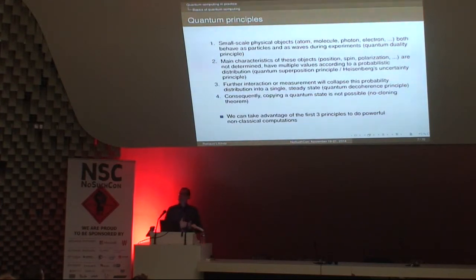The second principle is that the main characteristics of these physical objects are not determined at a given time. The physical measures are not determined. It's not random, it's not fixed, it's not determined. It's the way you measure the object that will determine the values. This is called the quantum superposition principle or Heisenberg's uncertainty principle. Both names can be found in the literature. The third principle is that when you try to view or measure this kind of particle, you fix some physical values or measures. It's just when you observe it that you determine all these measures. Not before.